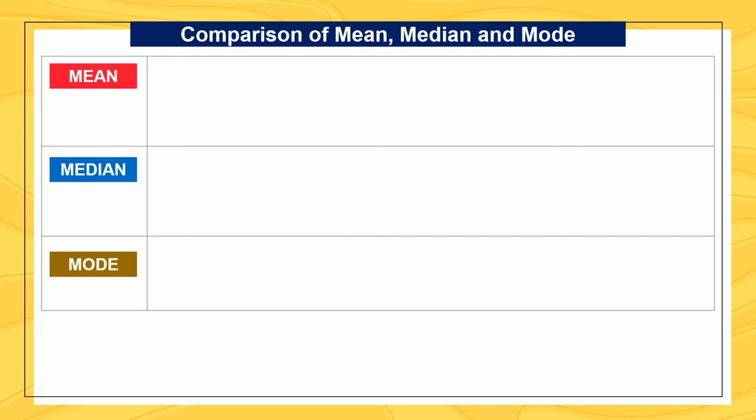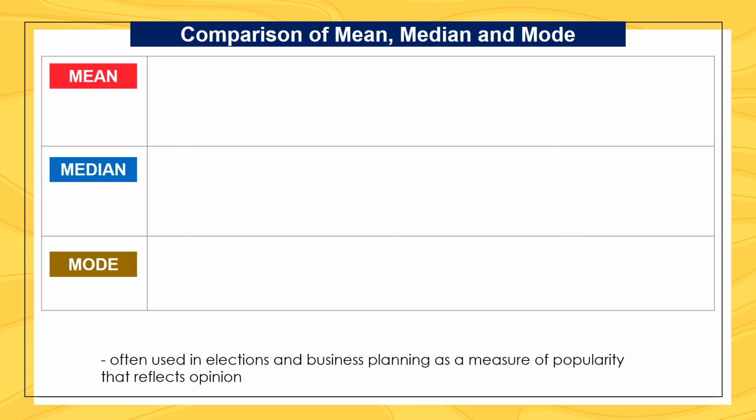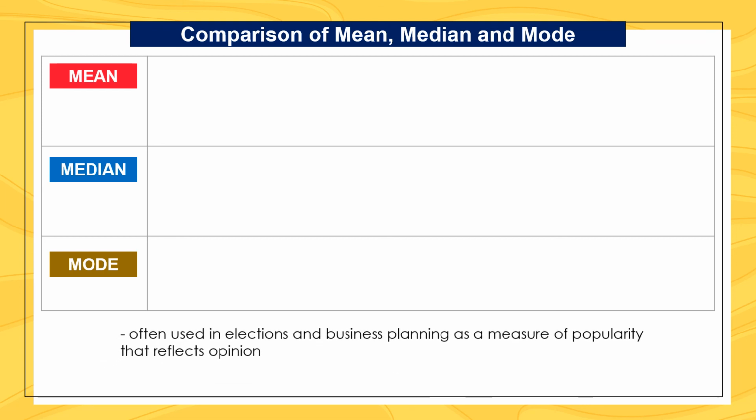Let's try to compare the mean, median, and mode. I'll be presenting the characteristics of mean, median, and mode. You will identify whether it is for mean, for median, or for mode. Let's try to have this first one. Often used in elections and business planning as a measure of popularity that reflects opinion. So this is a measure of popularity. This is for mode.